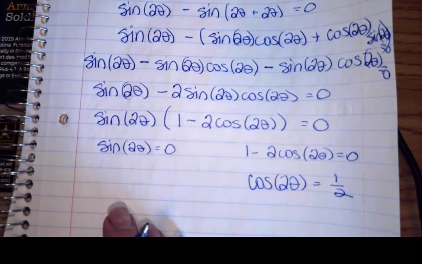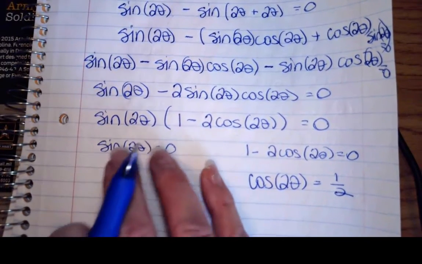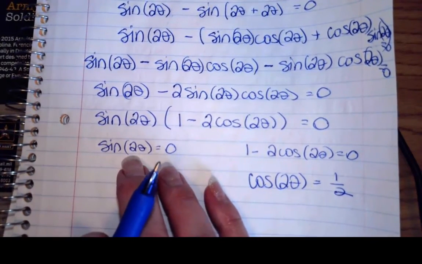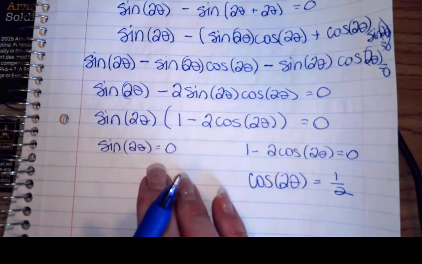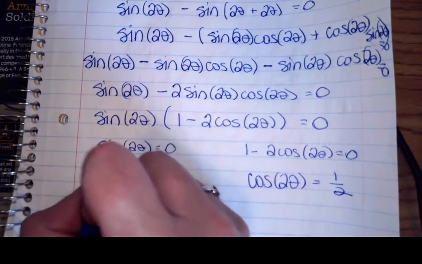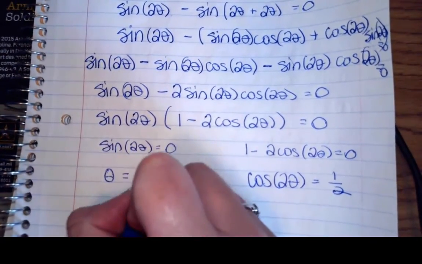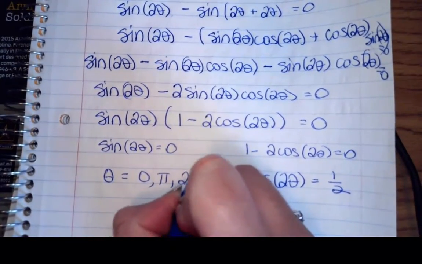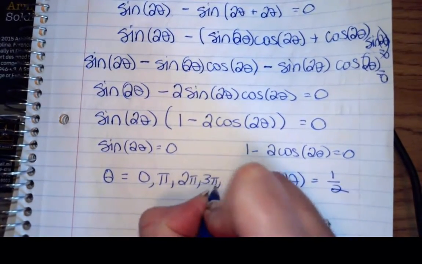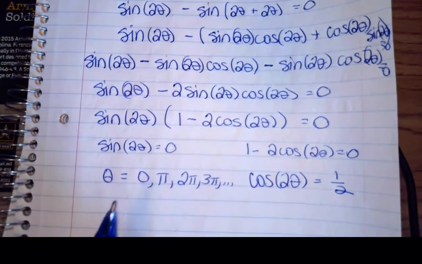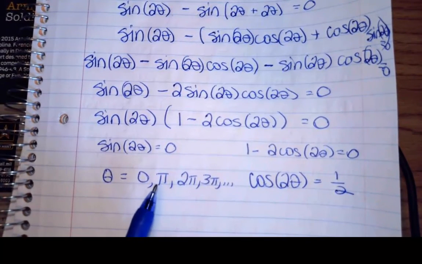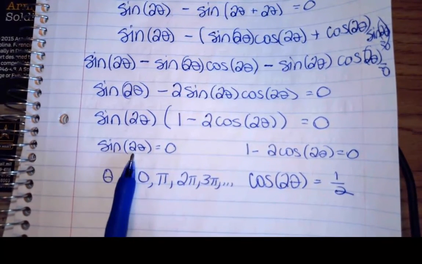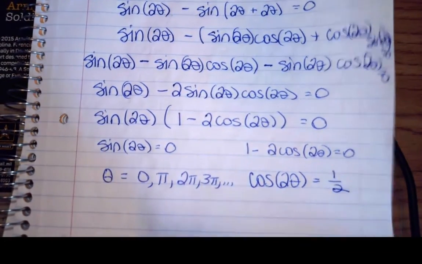So remember, we're within 1 lap of the unit circle. So for this one, I need to figure out all the places that sine will be 0. So where will sine be 0? Sine will be 0 at 0, and at pi, and at 2 pi, and at 3 pi, and so on. I don't care about the negative ones because I'm staying within 1 lap. But what do I have? I don't have a single theta. I've got a double theta.